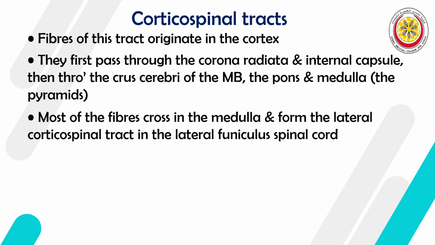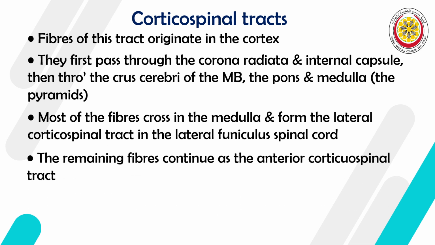But anyhow, we are now following the corticospinal tract through the different parts of the brain: internal capsule, corona radiata, midbrain, the pons, and the medulla. They make the pyramids in the medulla. Now, most of the fibers cross in the medulla, and what do they form? When they cross, they form the lateral corticospinal tract. They make the lateral corticospinal tract, most of them.